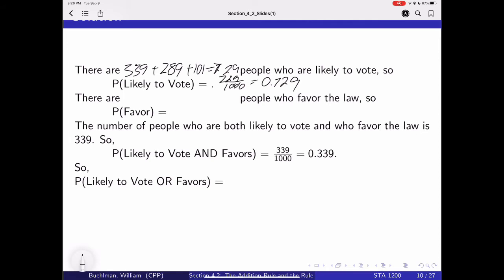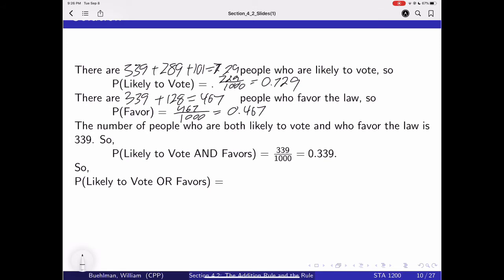So the people that favor the law, we had 339 that favored the law that were likely to vote, and 128 that favored the law that were not likely to vote, which gives us 467 people that favored the law. So the probability that they favor the law is 467 divided by 1,000, which equals 0.467. So the number of people that are likely to vote and who favor the law is 339.